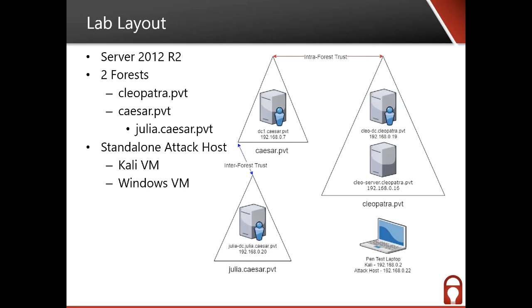Before we go looking for domains, let's talk about my lab environment. As you see depicted up on the screen, I have two different forests that are joined by an inter-forest trust. The main forest and the more secure forest is Caesar.pvt that has a child domain called Julia.Caesar.pvt, and they have the typical inter-forest trust between them.